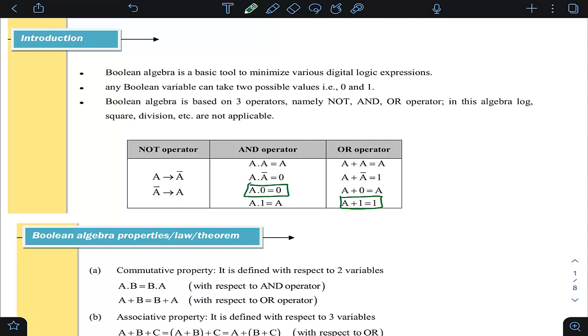Okay. Very simple things, friends. You know this, but keep in mind that we'll always be using this. Any variable ored with 1 is always 1. Any variable anded with 0 is always 0. So, based on this, let us solve one question which was asked in one of the GATE papers.